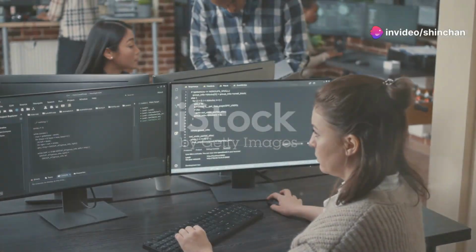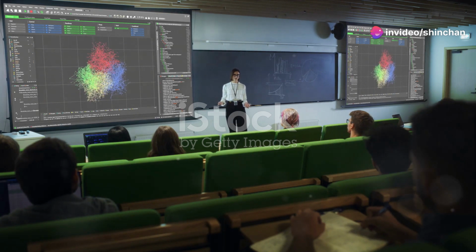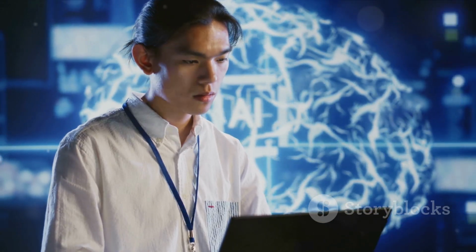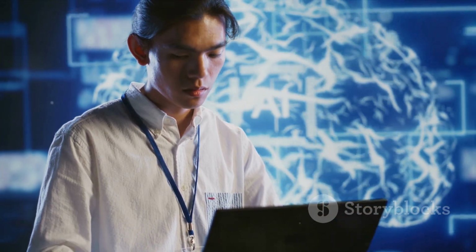Remember, neural networks are not just about complex equations and algorithms. They're about creating systems that can learn and adapt, much like our own brains. The journey of understanding neural networks is a thrilling exploration of how we can make machines think and learn like us.